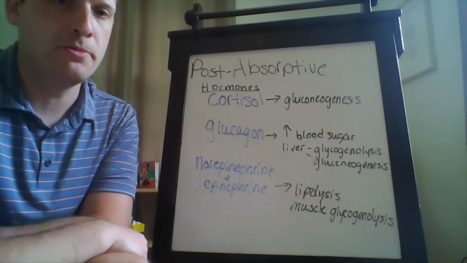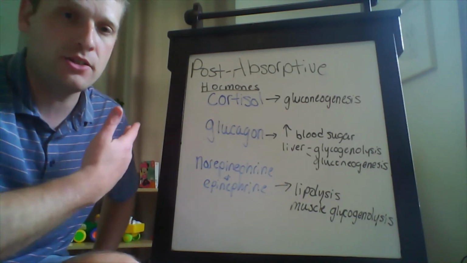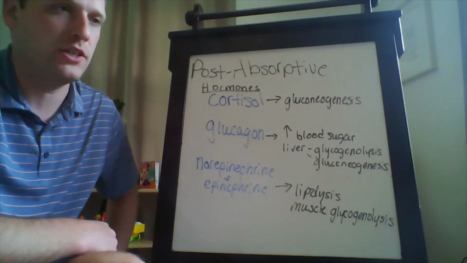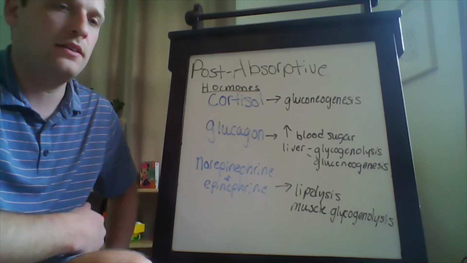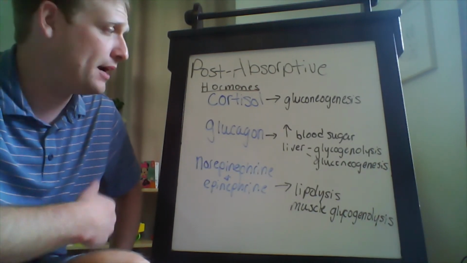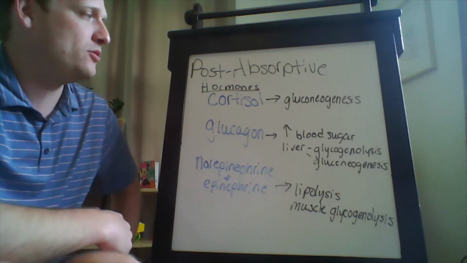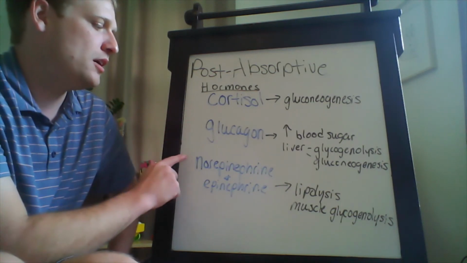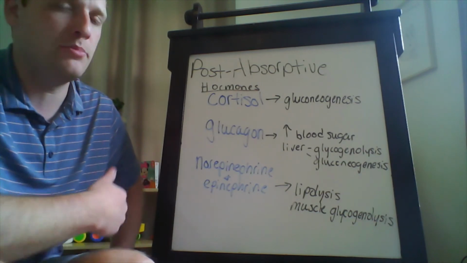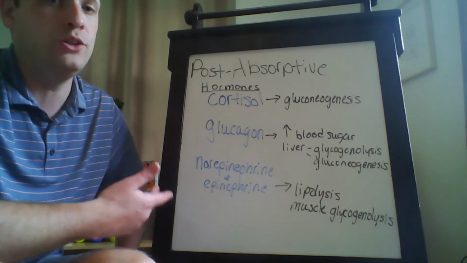In the post-absorptive state, when it's been a while since that last meal and you need to start using stored nutrients, you're going to be favoring the more catabolic reactions, so breaking things down. And the post-absorptive state, like the absorptive state, is going to be controlled primarily by hormones. So three main classes of hormones: you have cortisol, glucagon, and norepinephrine and epinephrine. Cortisol is going to favor the production of new glucose. It's going to stimulate gluconeogenesis.